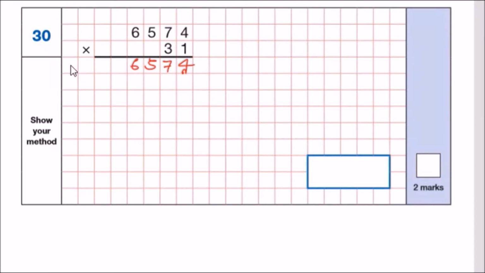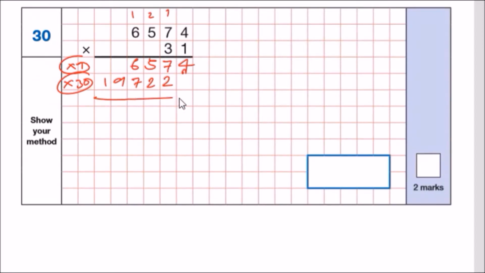Now we move the digit to the left. So now, all of this was times by 1. Now we're going to times by 3 or 30. So we do 3 times 4, which is 12, carry the 1. 3 times 7 is going to be 21, add 1 is 22, carry the 2. 3 times 5 is 15, 15 add 2 is 17, carry the 1. And lastly, 3 times 6 is going to be 18, and 18 add 1 is 19, so just write the whole thing here.